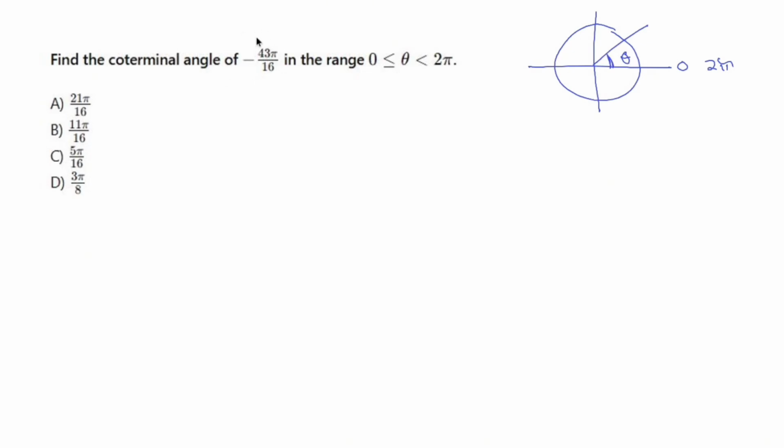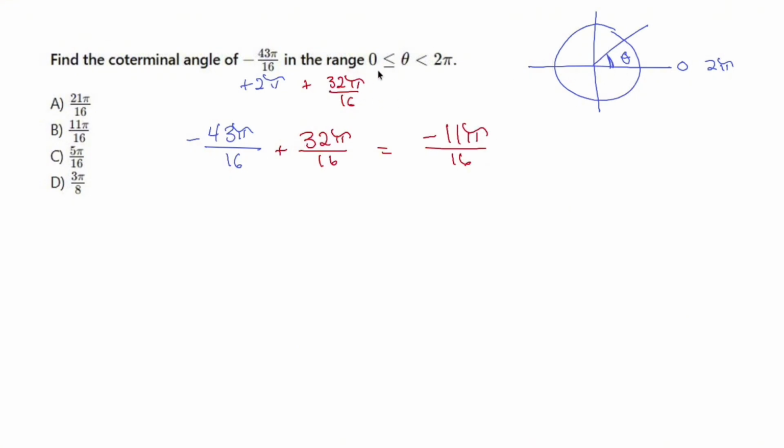Now, since I live in negative land, what I need to do is add 2 pi and see if that lands me in that zone right there. Adding 2 pi isn't going to look so pretty here. So instead of adding 2 pi, I'm going to multiply the top and the bottom by 16 to get 32 pi over 16. I'm using common denominators. So let's add 32 pi over 16. By adding 32 pi over 16, that gets me negative 11 pi over 16.